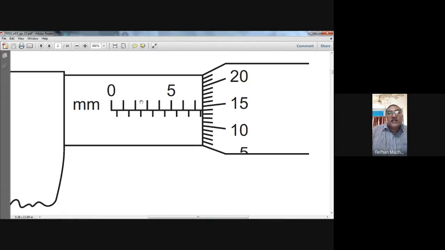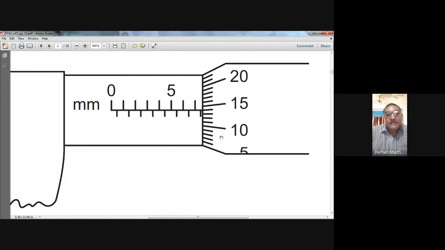This is 0, 1, 2, 3, 4, 5, 6, 7, and this is 7.5. So 7.5 on the horizontal scale has been crossed by this circular scale. Now, note down 7.5 on your copy. Then we will look on the circular scale at which line coincides with this horizontal line. So this is 10, 11, 12, 13, 14th line is coinciding with this horizontal line. So I will take it as 0.14. 7.5 from the horizontal scale, and from the circular scale I got 0.14.